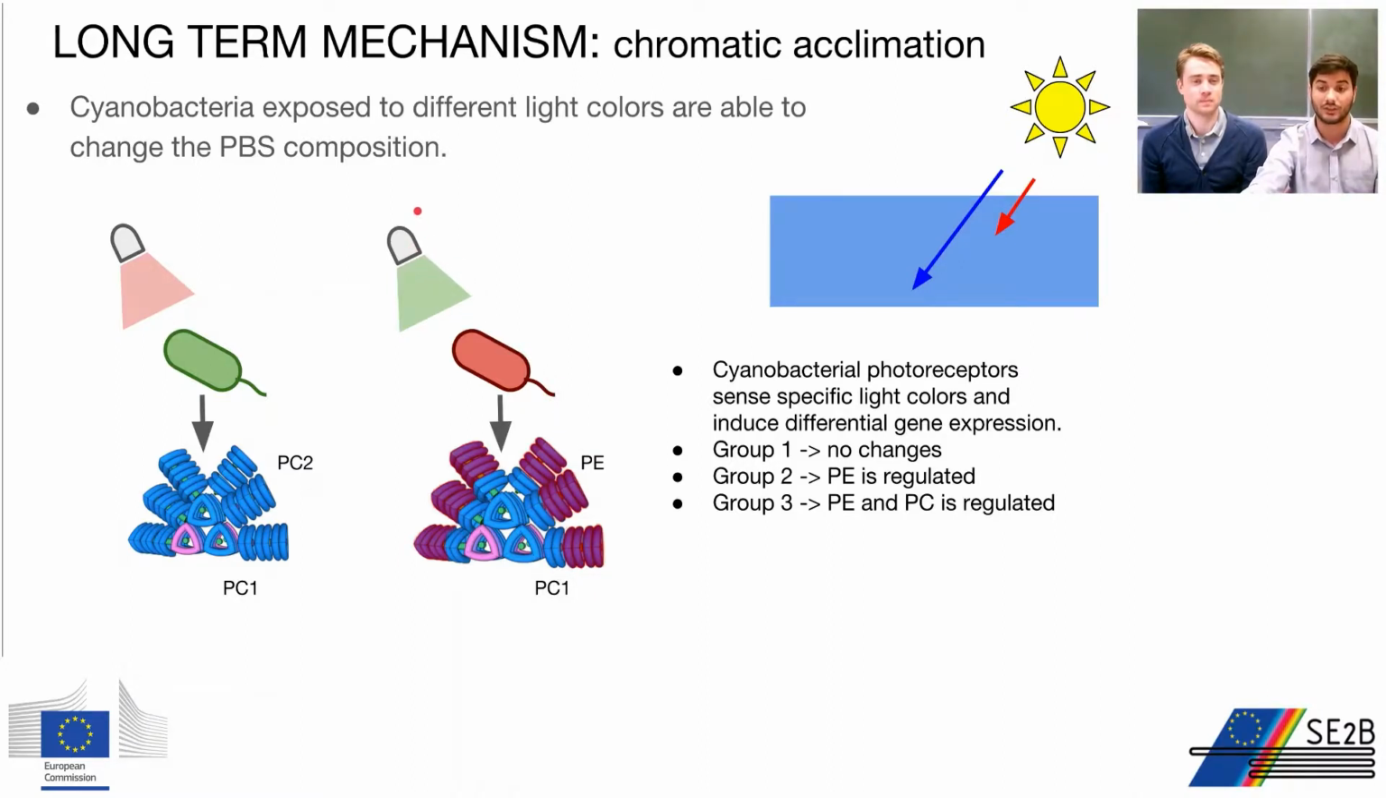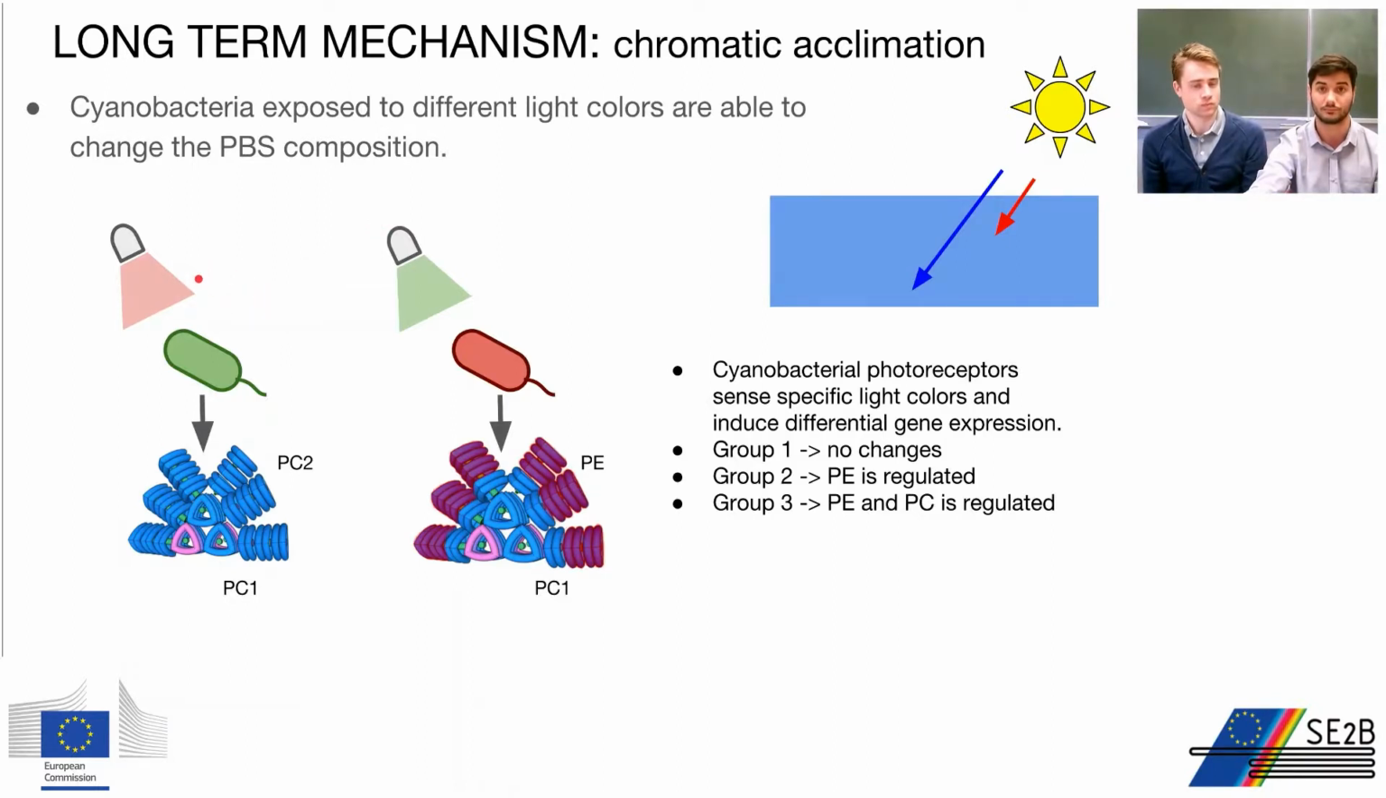According to the chromatic acclimation, there are 3 kinds of cyanobacteria. Group 1 cannot change the levels of phycocyanin or phycoerythrin according to the light colors of the ambient. Group 2 regulates the levels of phycoerythrin. As is shown in the schema, in green light, the levels of phycoerythrin are increased. Group 3 regulates phycoerythrin in the same way as Group 2, but additionally it regulates the phycocyanin in response to red light.